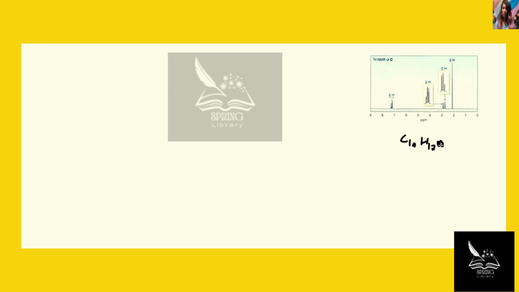Today we're doing chapter 18, problem 72, and this problem asks us to propose a structure using the molecular formula C10H12O, with this H NMR spectrum and an IR absorption at 1717. Right away, this IR absorption tells us that there's going to be a carbonyl in the molecule. Now let's determine the degrees of unsaturation.